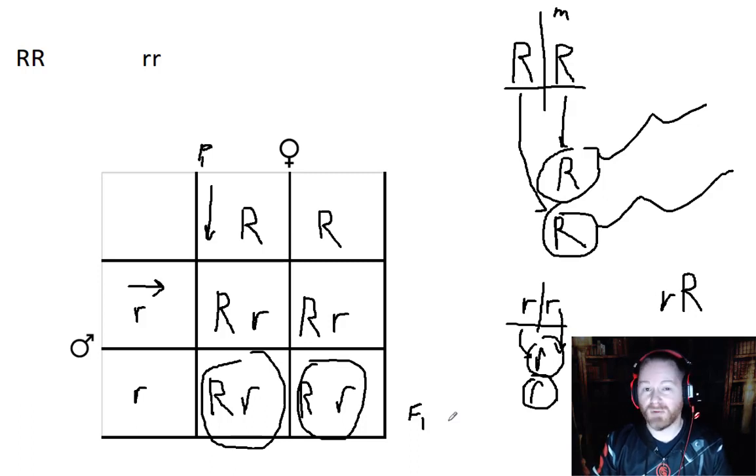The dominant ones, if they're there, will show up and be expressed. The recessive ones can only be expressed when there is no dominant gene present. And this was a big breakthrough.